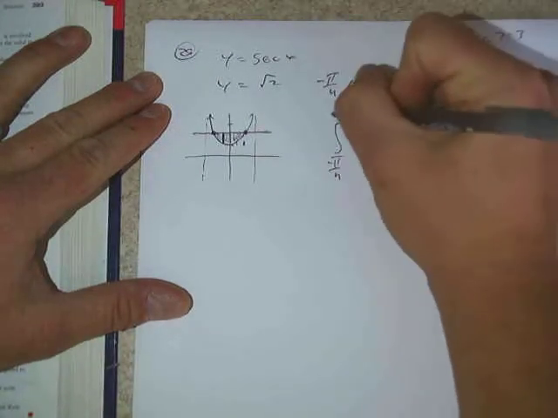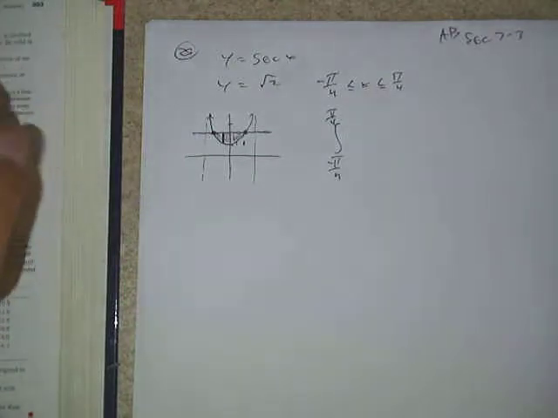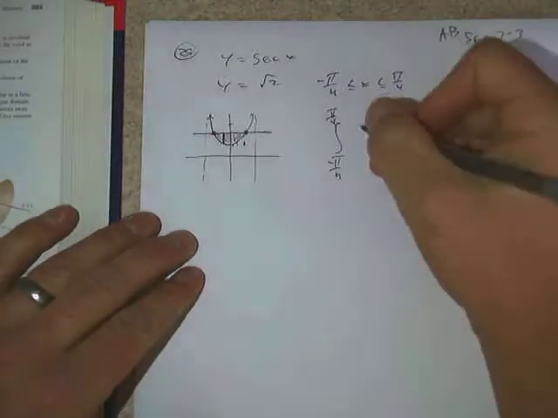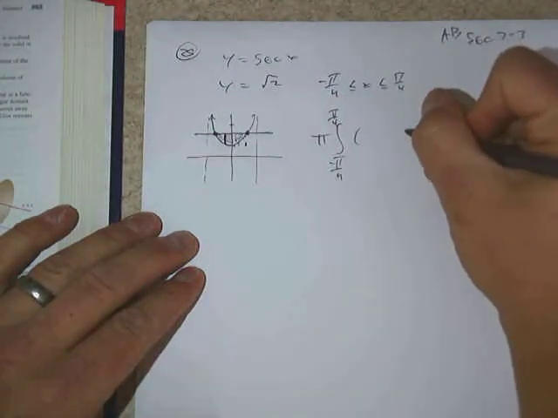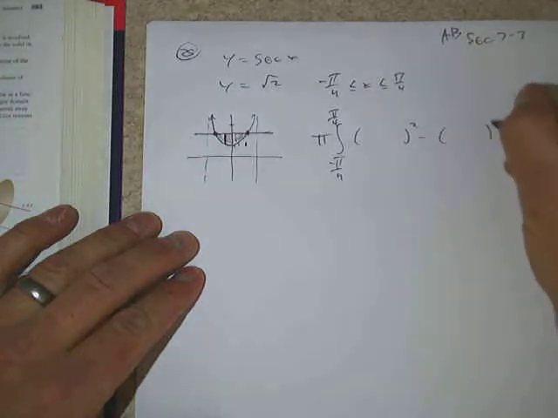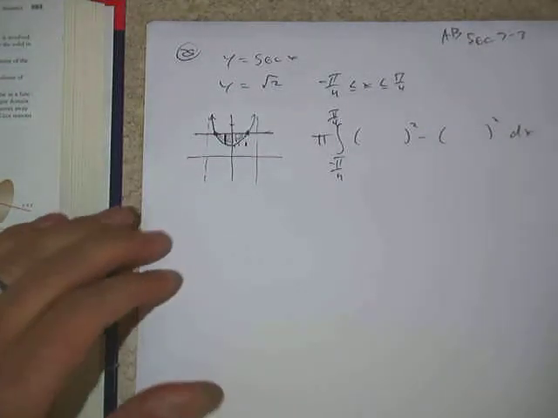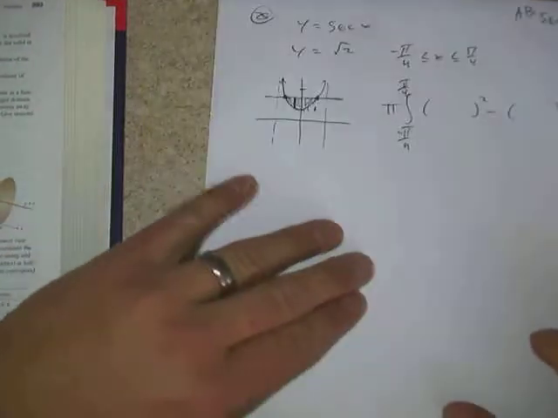So if it's a washer, we know that our general formula then is going to be, in the x direction, negative pi over 4 to pi over 4. And then we need ultimately pi, and then outside radius squared minus inside radius squared dx.